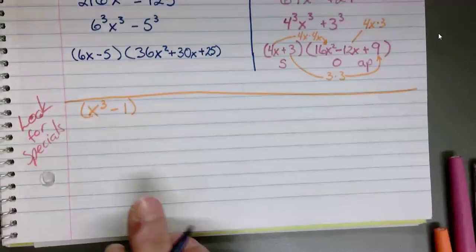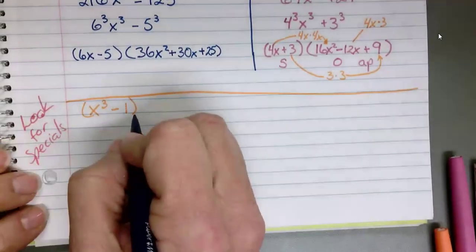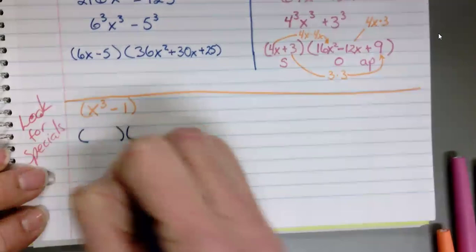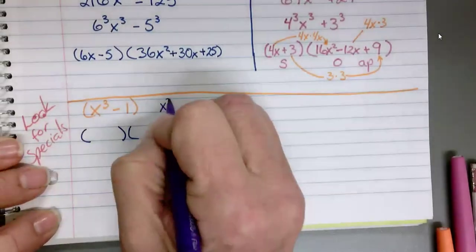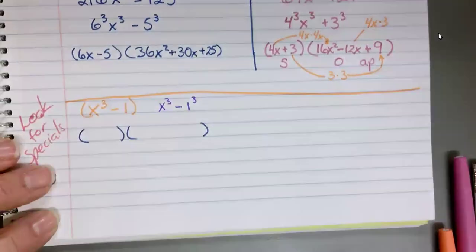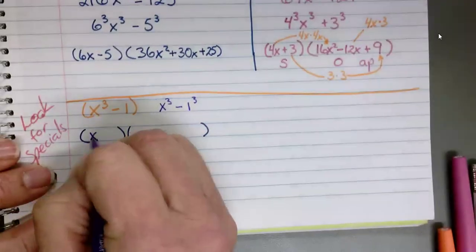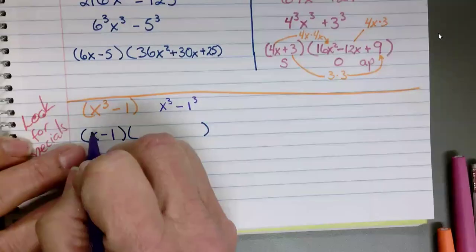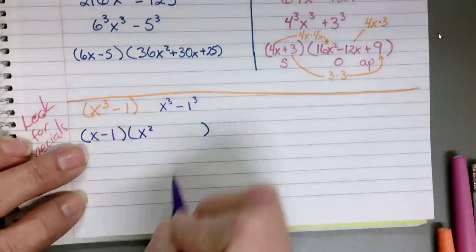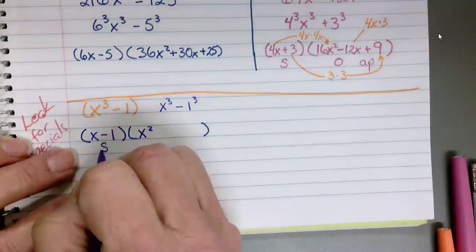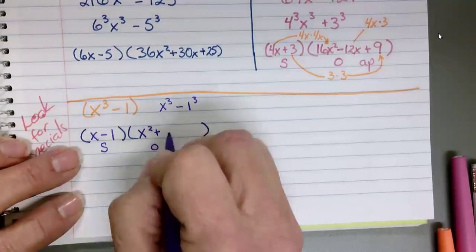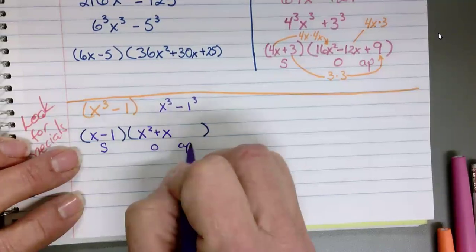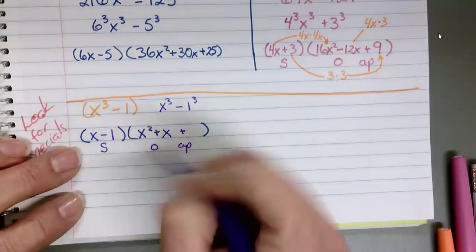Okay, so this is a difference of cubes. So I'm going to end up with a binomial and a trinomial. I didn't write it down this time, but it would be x cubed minus 1 cubed. So we've got x minus 1 here. And when we bring it over, it's going to be x squared. Same, opposite, so now it's going to be plus x times 1 is 1x. Always positive here. And then 1 squared is 1.